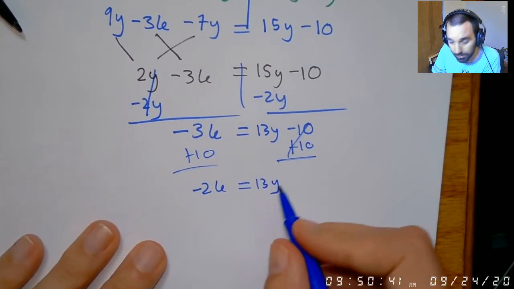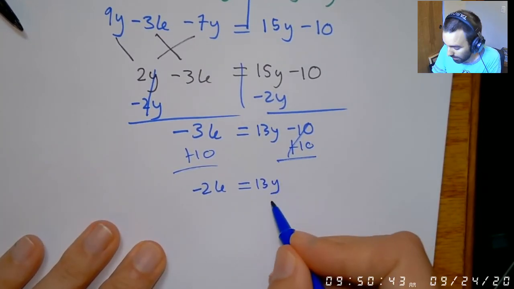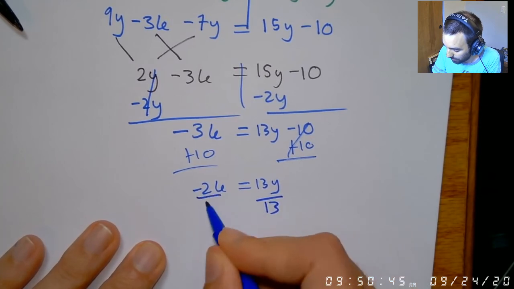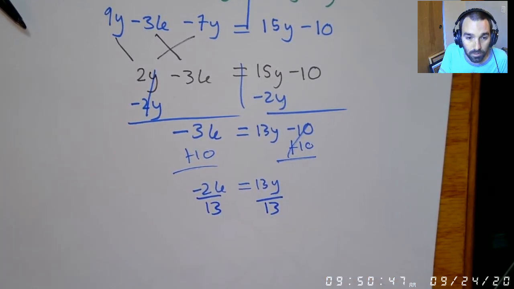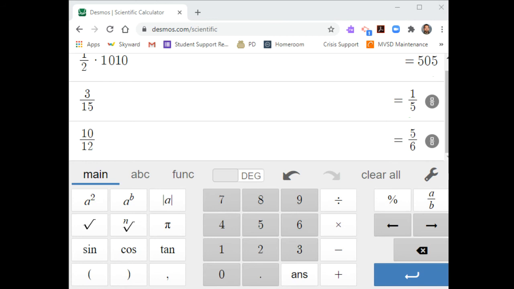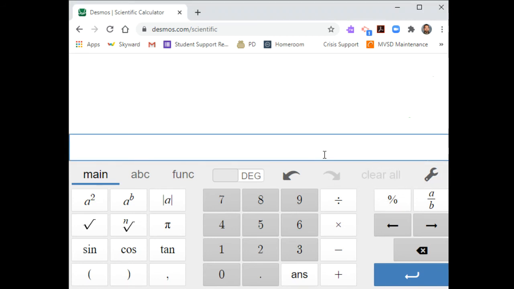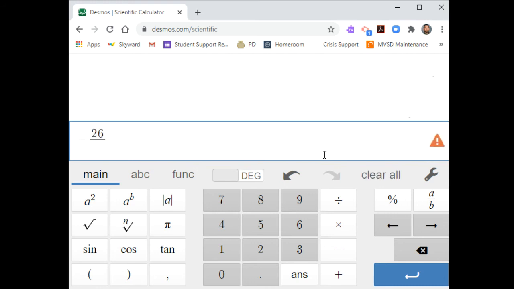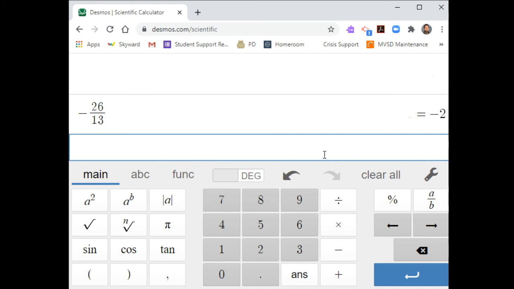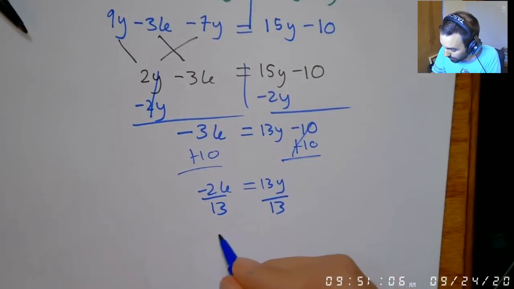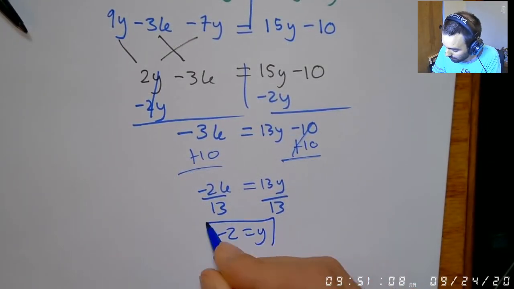And then my very last step here, it's 13 times y, so the opposite of multiply is divide. And then, as you can see on our calculator, I can go negative 26 divided by 13, and it's negative 2. So I'm going to go back to my document. I'm going to have negative 2 equals y.